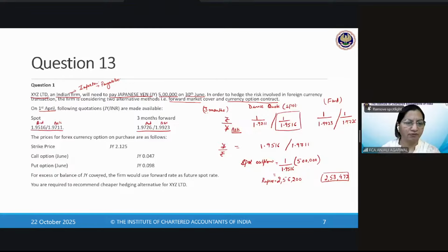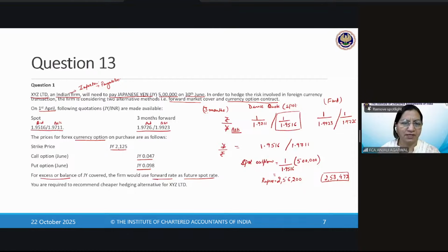So for the excess or balance, the second option is you can go for the currency options, strike price, call option, put option. And for the excess or balance, the firm would use the forward rate as the future spot rate. You're required to recommend the cheaper hedging alternative for XYZ Limited, right? So as we have already covered in the derivatives chapter, options. So strike price is given.